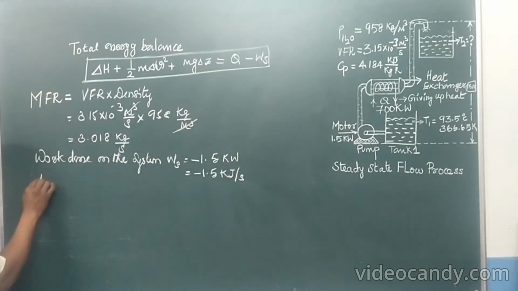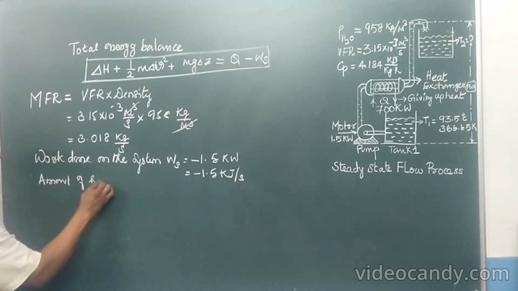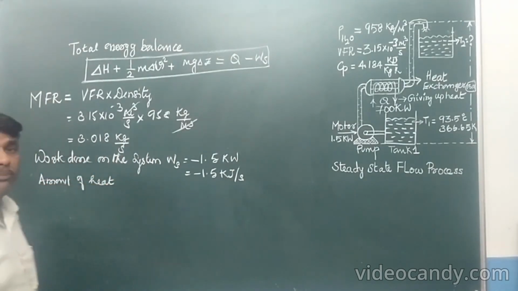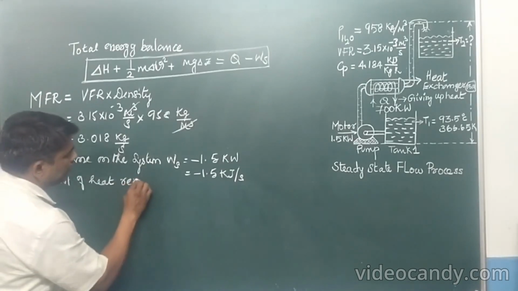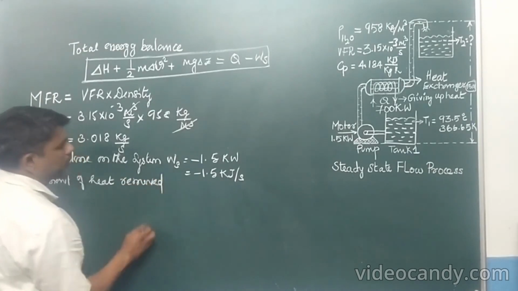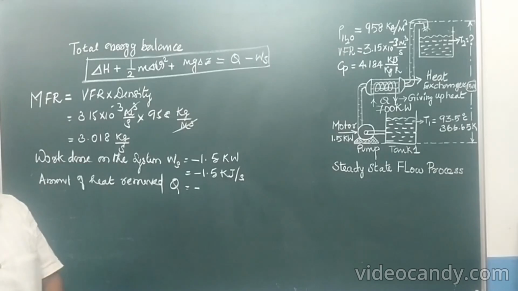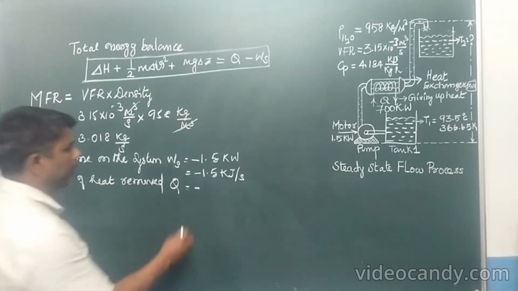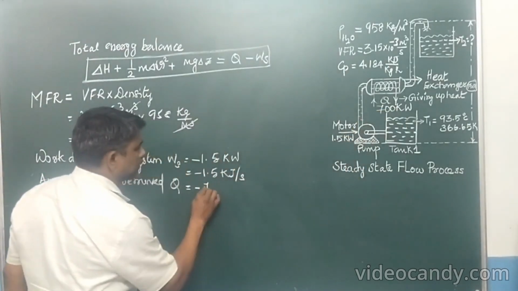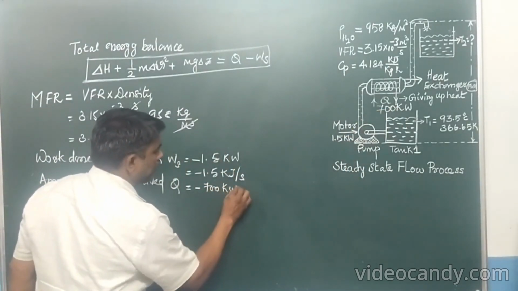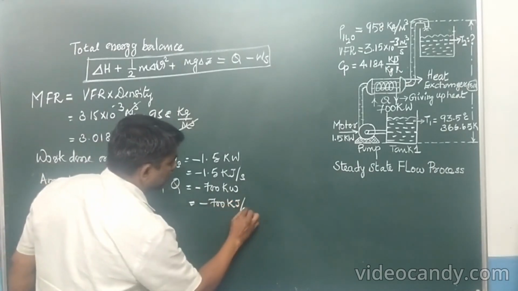Next, the amount of heat given from the system. That means heat removed from the system. Q is equal to minus. Since it is heat removed from the system, this will be a negative quantity. So minus 700 kilowatts. In terms of joules per second, minus 700 kilojoules per second.